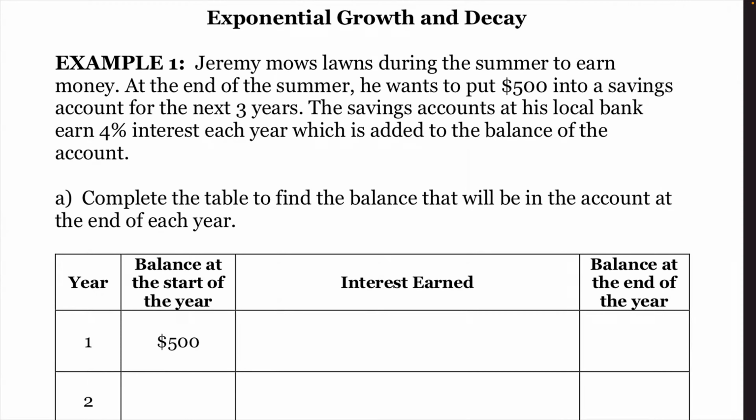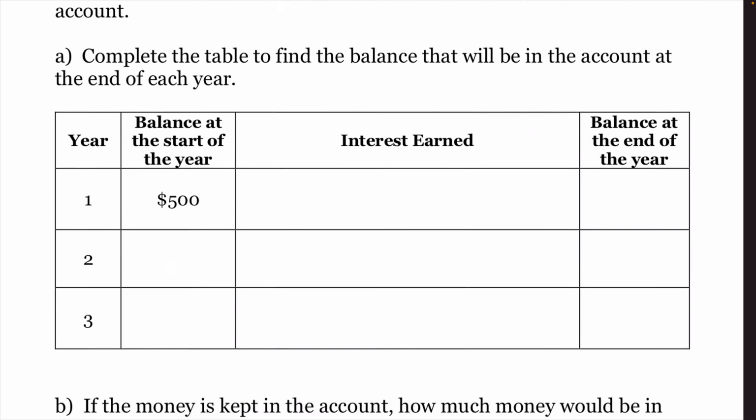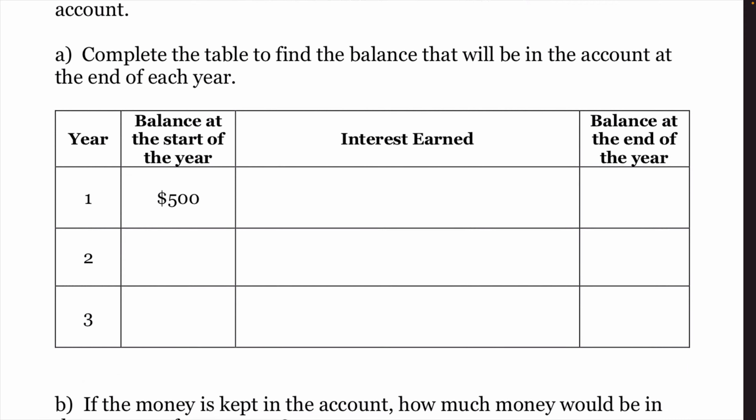So what I want you to do is tell me how much money Jeremy is going to have after 1 year, how much he is going to have after 2 years, and how much he is going to have after 3 years. So use your calculator to fill out the table.